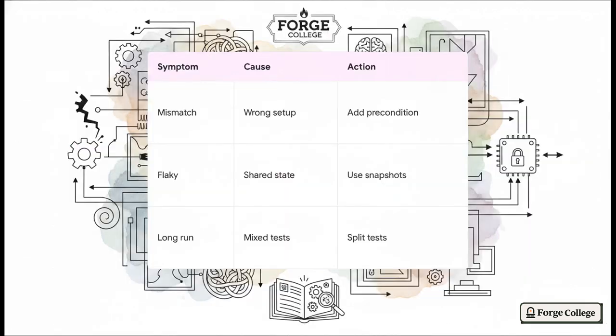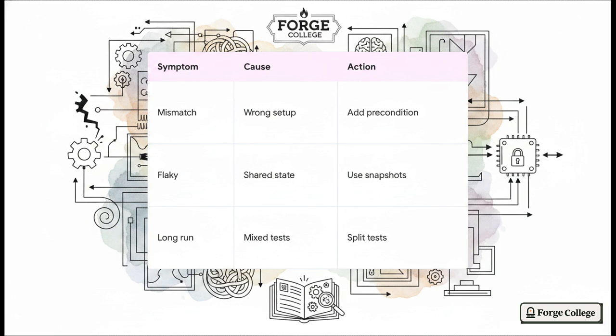In fact, in the rigorous learning programs at Forge College, we rely heavily on schematic troubleshooting matrices like this one to map symptoms directly to causes. Let's break it down. If you have an assertion mismatch, you likely have an updated revert reason or a wrong precondition, so your action is to inspect the contract and add that precondition.